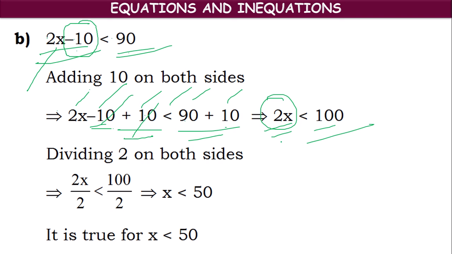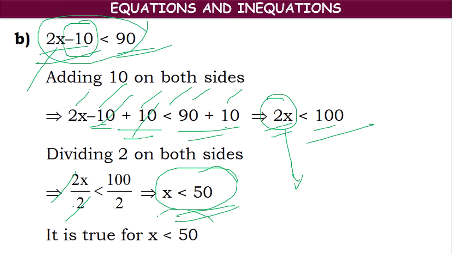So still this 2 has to be removed. We can divide by 2 on both sides, because by dividing with a positive number, the inequality does not change. So 2x by 2, 100 by 2, the 2s cancel, 100 by 2, 50. So x less than 50. So this inequation is true for all values of x which are less than 50.